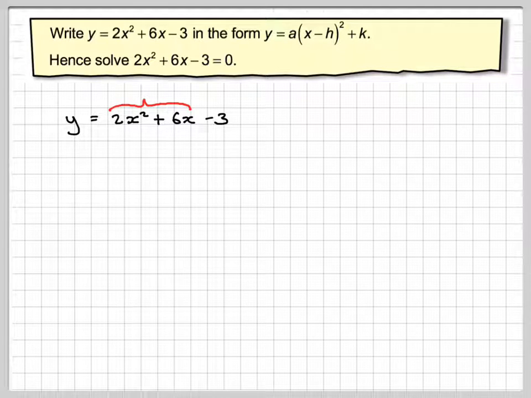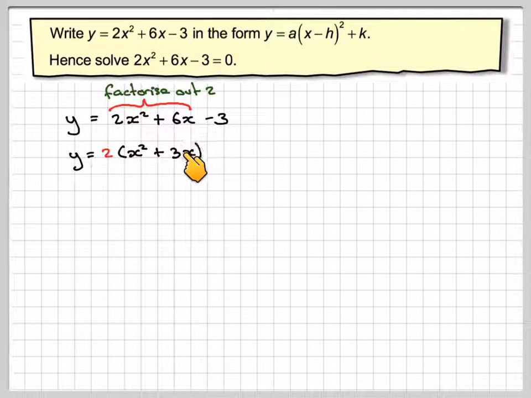What you need to do is factorize out the 2 from both the 2x squared and the 6x. So factorizing out a 2, we're going to get that y is equal to 2 brackets. That will be left with x squared plus 3x. You can check 2x squared, 6x when you multiply back out. We've still got the minus 3 on the end.